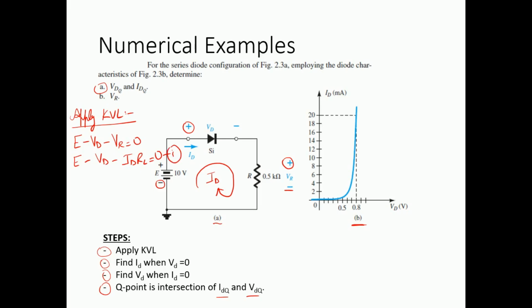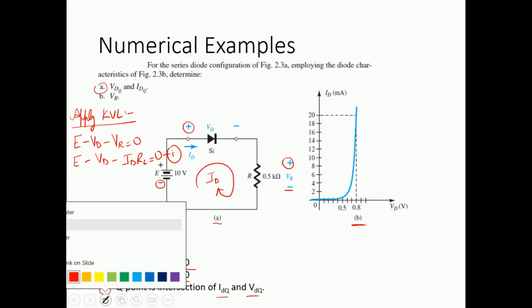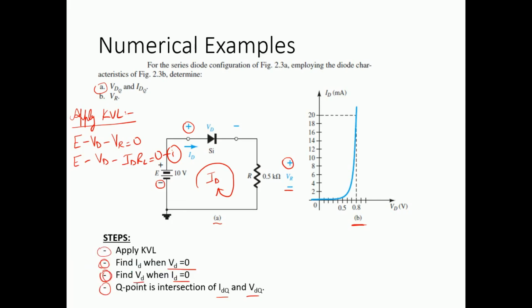So what was the step? The next step is to find ID by making one of the voltages equal to 0. Similarly, for the third step, we can find VD by making ID equal to 0. So let us find ID first. When VD equals 0, what is going to happen in equation number 1? The value of ID is going to be E divided by RL. We know the value of E is 10 volts and the load resistor is 0.5 kilo ohm. So the current value comes out to be 20 milliamps. So this is the current that we are having.